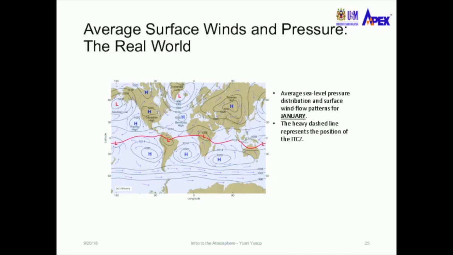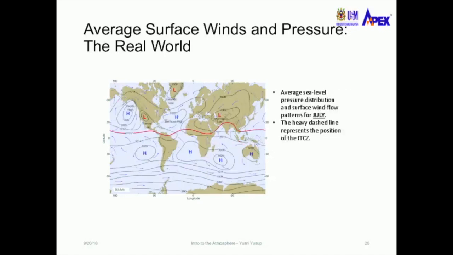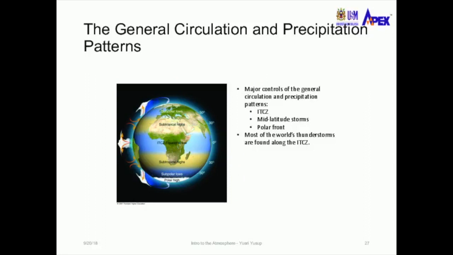So looking at another time in the year, in July, we see that the ITCZ starts to move upwards, and the semi-permanent high pressure and low pressure zones also change because of the change in the tilt of the Earth. Now, the major control of the general circulation and precipitation patterns of the globe is the position of the ITCZ, and as you saw in the previous two slides, it changes with the months of the year.